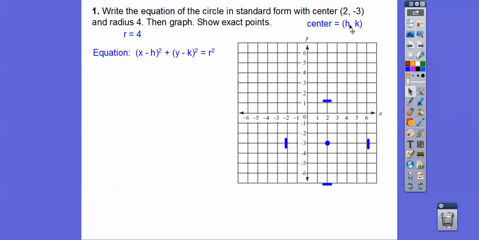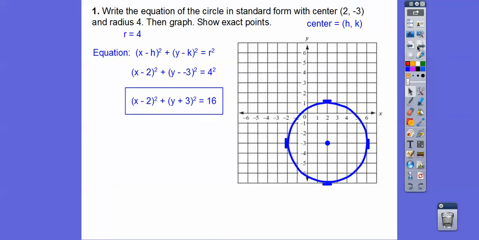So this is h, this is k, and this is r, and your equation is (x minus h) squared plus (y minus k) squared equals your radius squared. Okay, let's clean this up. This becomes y plus 3, and we'll change that to 16. And there's our circle right there.